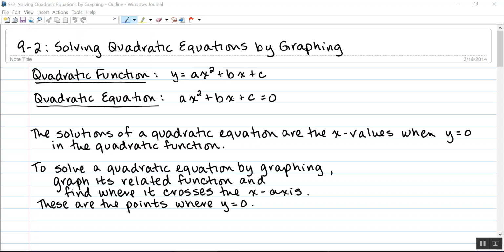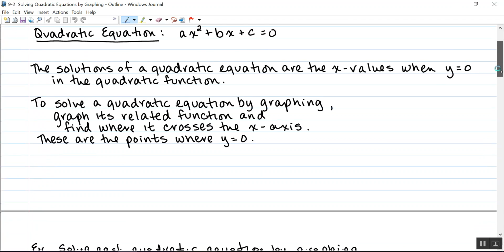Look at these two equations here. They look basically the same. It's just this one has a y equals and this one has an equal 0. So the solution is when y equals 0. So to solve this equation by graphing, we're going to graph the related function. So we're going to kind of ignore the equals 0 and put a y equals in front of it. And then we're going to find where that graph crosses the x-axis. These are the points where y is equal to 0. So basically, graph it and find where it crosses the x-axis.